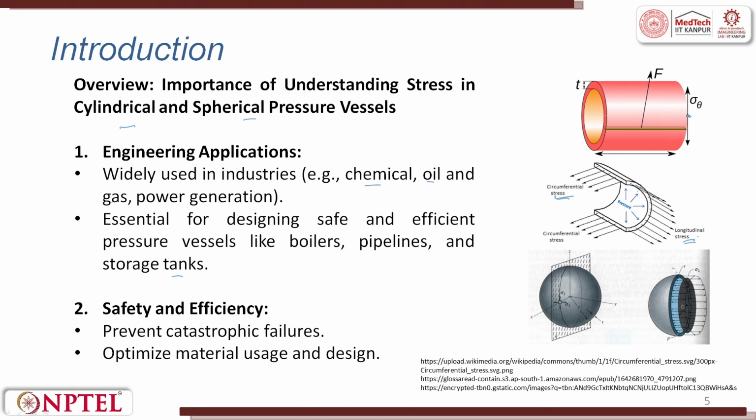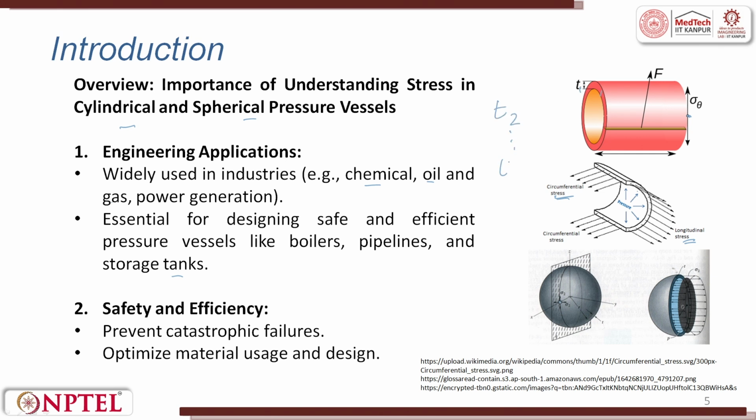The safety and efficiency should make sure there is no catastrophic failure, and then we also have to optimize the amount of material used in the cylinder. For example, you can go from t1 to t2.